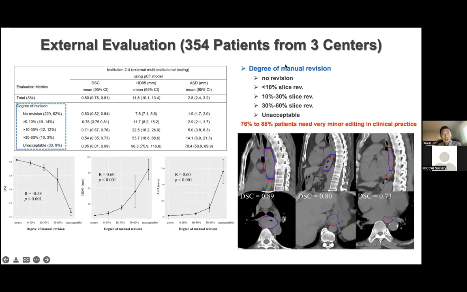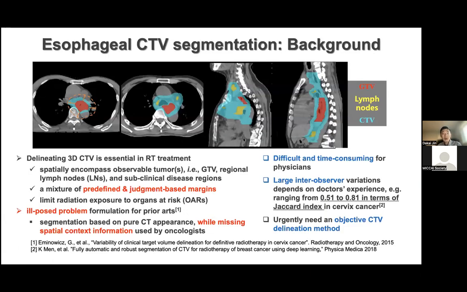Similarly, with the head and neck organs at risk, you also do the manual revision degree analysis. It can also be seen that 76 to 88% of patients need only very minor editing in clinical practice. The final one is the CTV segmentation. I'll very quickly go through it.